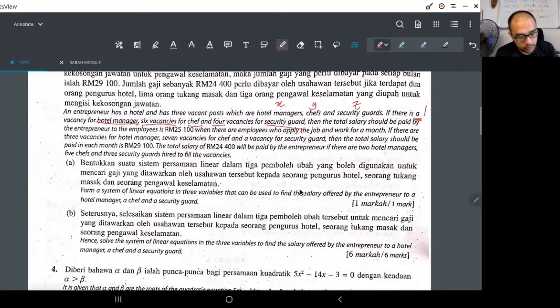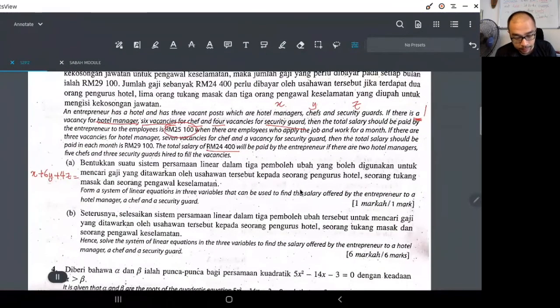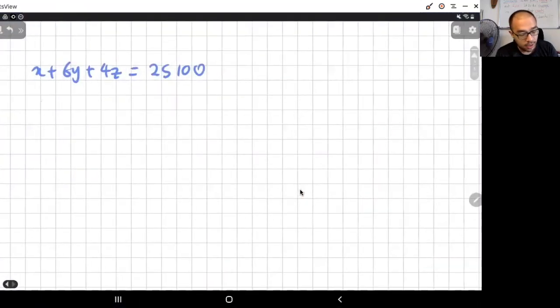Now, first one is one hotel manager, 6 chefs, 4 security guards. So we're talking about X plus 6Y plus 4Z, and the total will be 25,100. Let me write this down: X plus 6Y plus 4Z equals 25,100. That's the first one. Second one is 3 hotel managers, 7 chefs, and 1 security guard, so 3X plus 7Y plus 1Z equals 29,100.